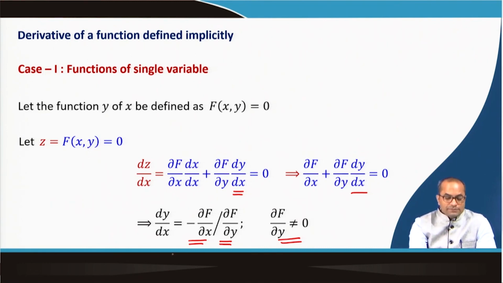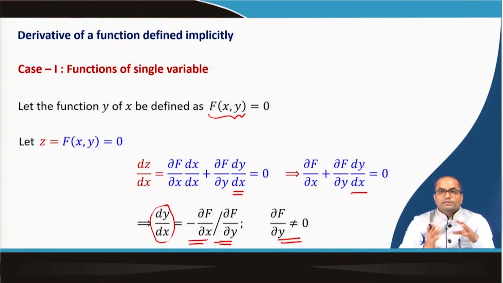So, what is the simplicity here? Once we have this implicit function, we can directly write down dy over dx; it is just the ratio of the partial derivatives with respect to x and with respect to y.